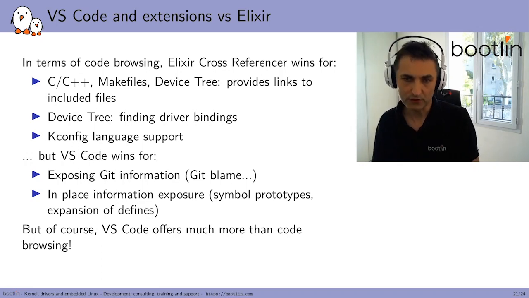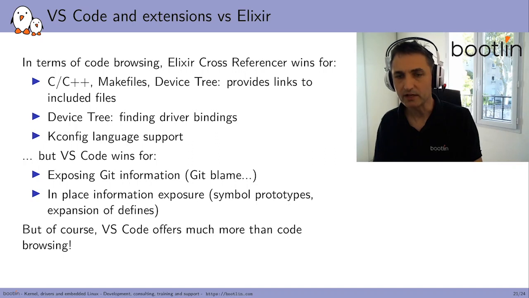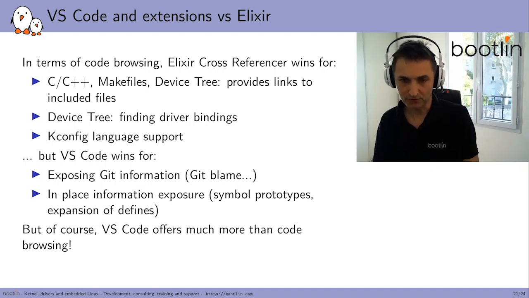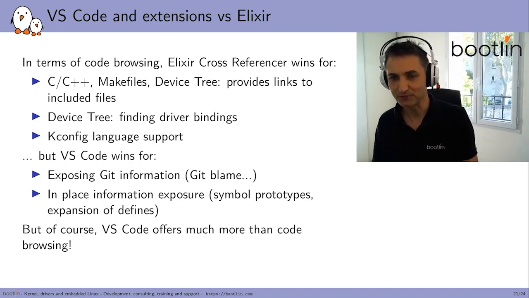However, VS Code would win for exposing Git information, such as Git blame information, and showing in-place information, like symbol prototypes, expansion of defines, which is much easier to get than through links that you have to click on in the browser. But of course, VS Code offers much more than code browsing. So you have many more features than just in a code browser.